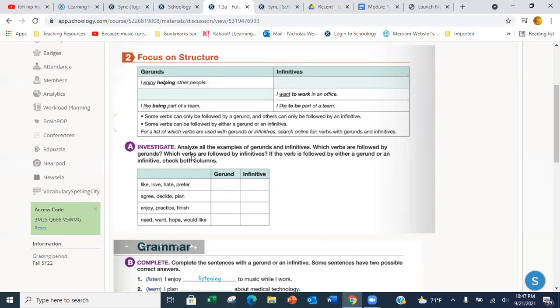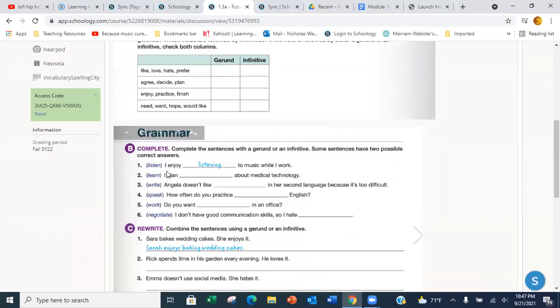So part A, you're going to decide these words: like, love, hate, and prefer. Should they be followed by a gerund or infinitive? Or both? So check the box that makes sense. Agree, decide, plan. Check gerund, infinitive, or both. And do the same with these other verbs.